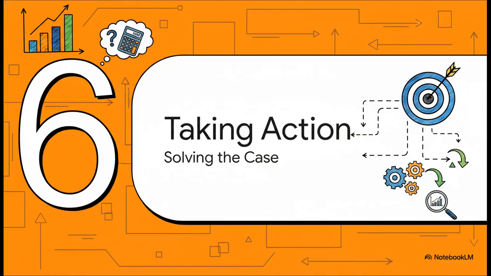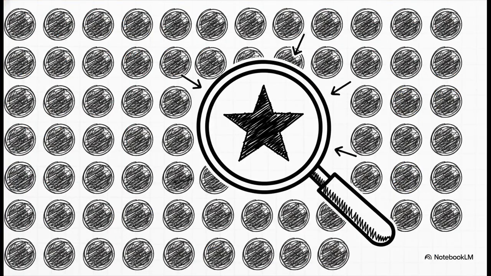Section 6, Taking Action on Variances, Solving the Case. Let's see how this all builds together. We've crunched the math, we've calculated the variances, but how does management actually make decisions with this data? It comes down to a fundamental concept, management by exception. This is exactly why this whole detective process matters.